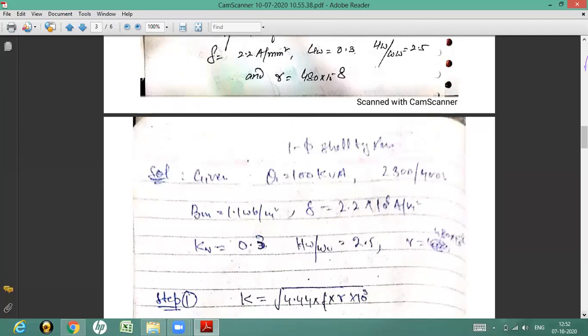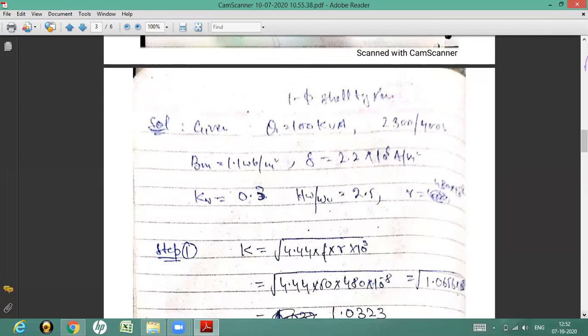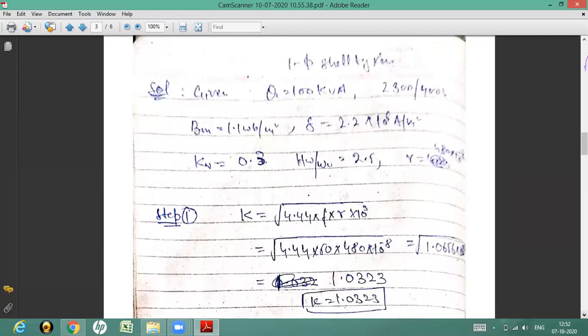Here are the main dimensions. Here is all the data that we have been given. Now I can use K equal to under root of 4.44 into F into R into 10 raised to power 3. From that relation, exactly, the value of K is 1.0323. Is it clear?